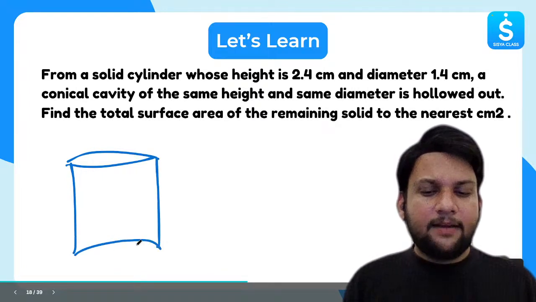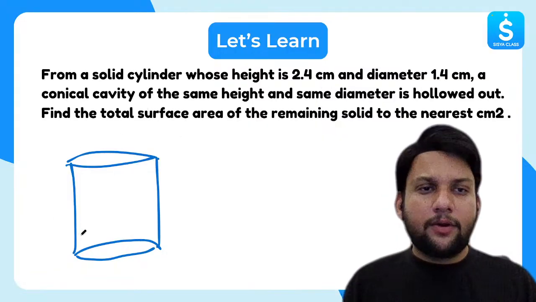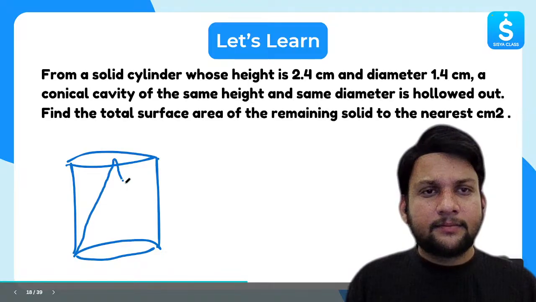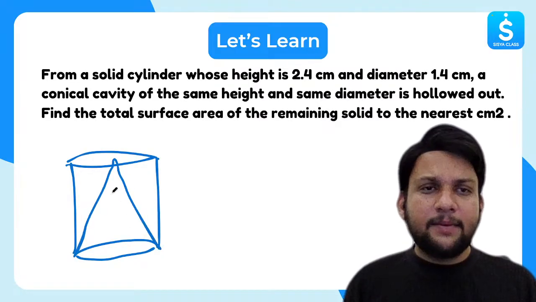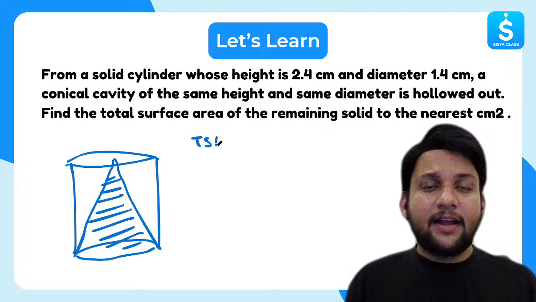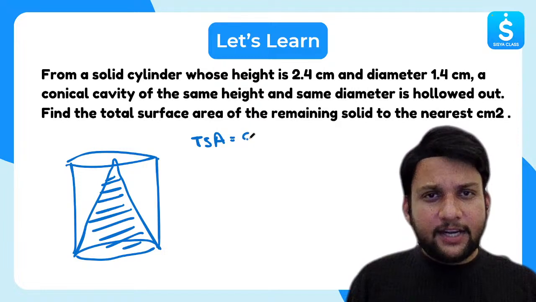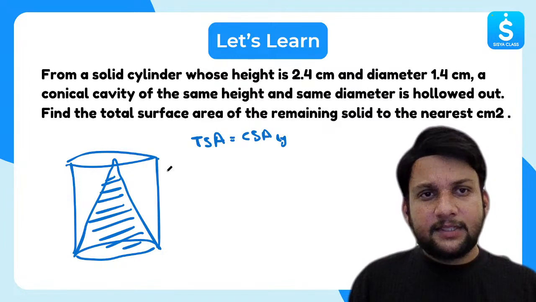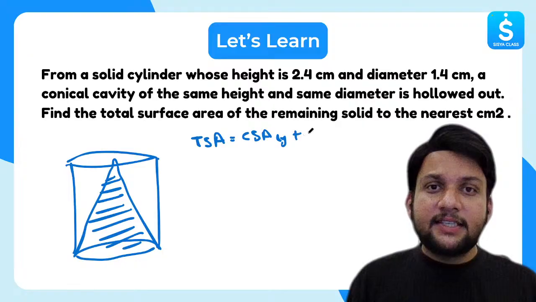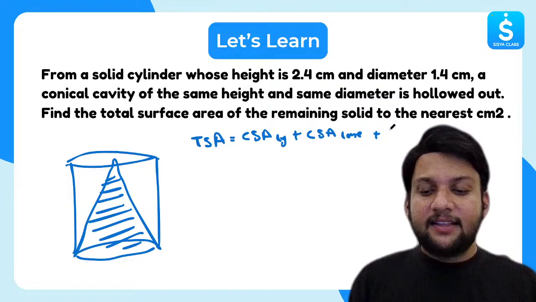Now from this, I am creating one cavity. A conical cavity of the same height and same diameter is hollowed out. That is somewhat like this, right? Okay, this is hollowed out. That means this part is not there now. We have to find the total surface area. Now, dear students, I have to write the TSA of the remaining shape, which will be first CSA of cylinder, plus CSA of cone, plus one more thing, that is area of circle.